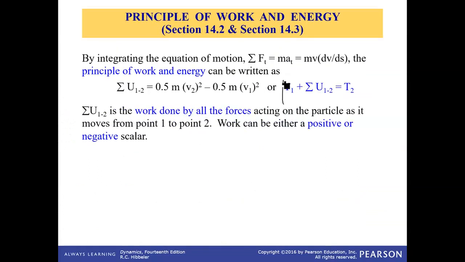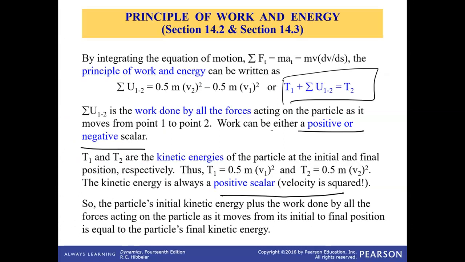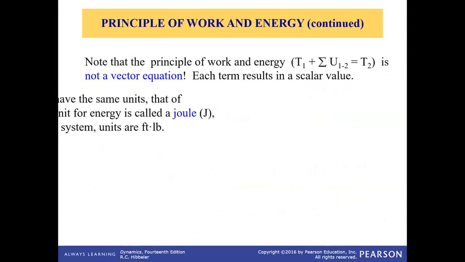And that's the final equation, T1 plus sigma U equals T2. Now work done by all the forces can be either positive or negative, but T is always positive. Kinetic energy is always a positive scalar quantity. And using this equation, we can solve problems such as the roller coaster or barrel barrier problem. And that's what we are going to do in the next video.